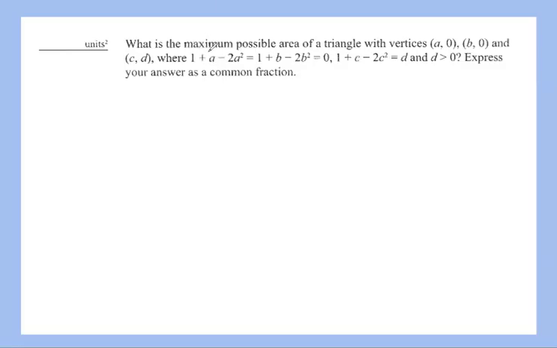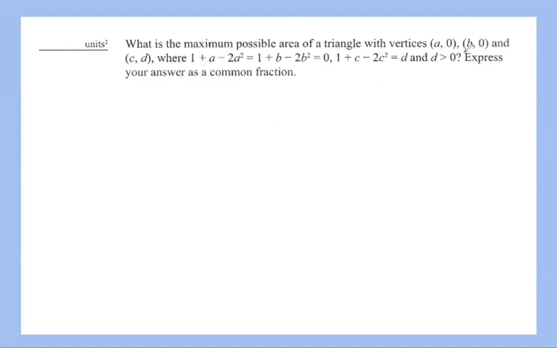Okay, so what is the maximum possible area of the triangle with these given vertices as well as these equations, where the d is larger than 0? And that's question number 8. Okay, so let's look at the problem. If you never tried this problem for sure, go ahead and try on your own first before you see the solution. So let's understand the question.